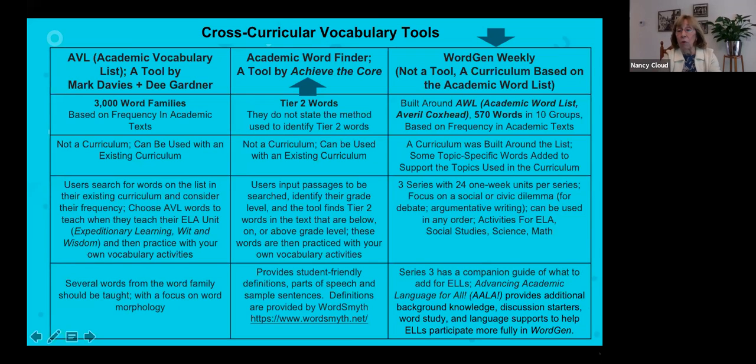Okay. So now I want to show you quickly what's involved in each of these, but I will take a little more time with the Word Generation Weekly because not all of you are using this yet, and you might like to know about it because it's free. Okay, so we like that word, right?